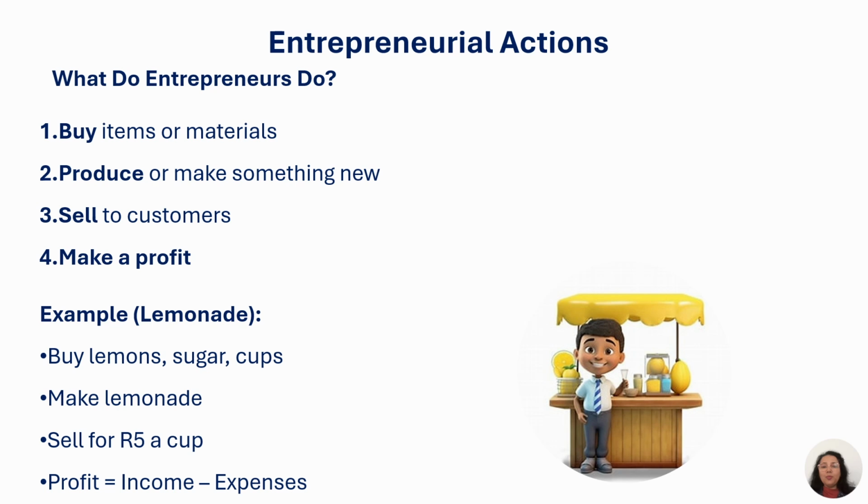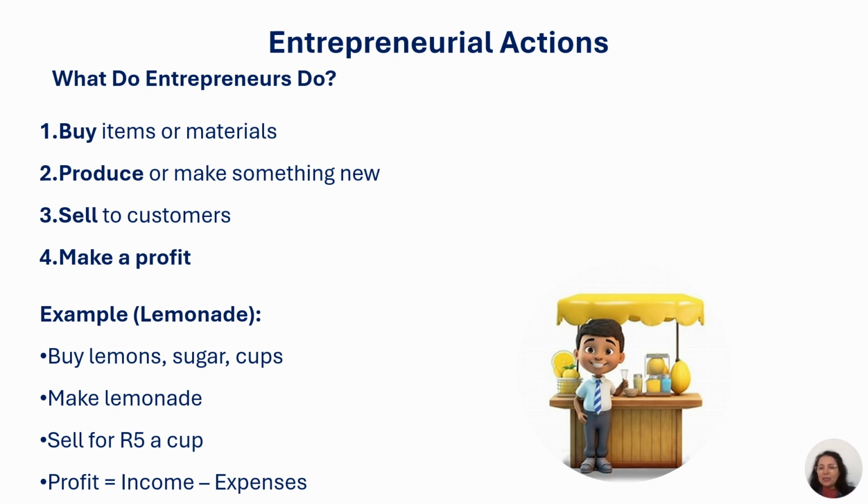So what did he do? He bought lemon, sugar, and cups. So he bought materials, he bought items. Then he made lemonade. That is something that he produced. Now he needed to sell it for 5 rand. So he sold it to his customers and he wanted to make a profit. So he took all the money that he made, subtracted it from all the expenses, which was his lemons, his sugar, and his cups. And he made this lemonade stand, which was also his expense.